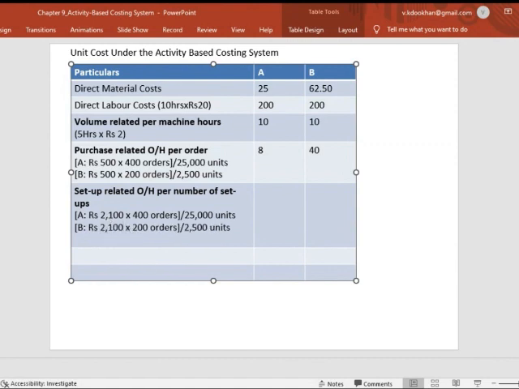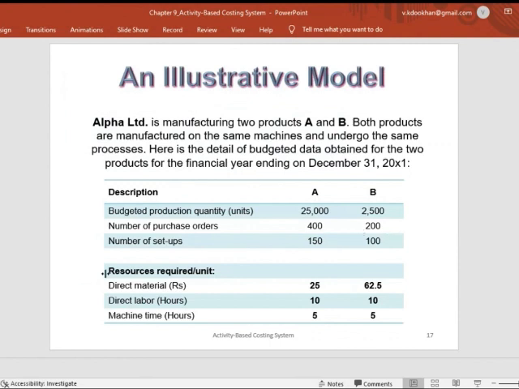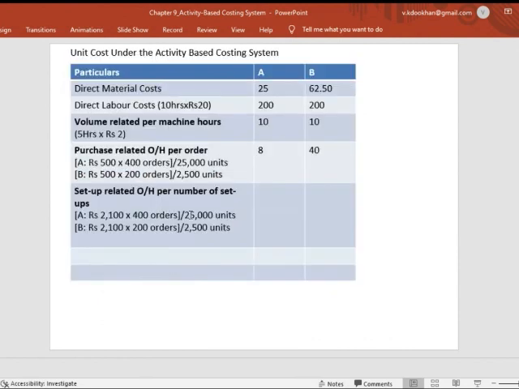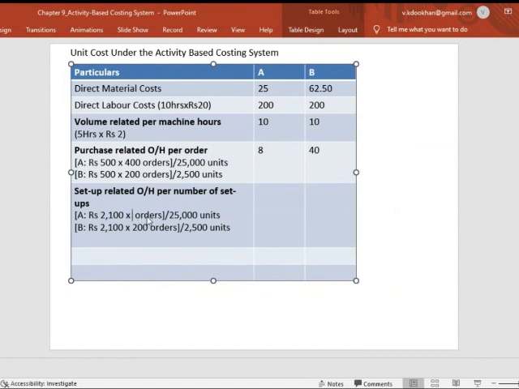Okay. Now we go back to the question. 150 et 100. C'est pas order, c'est set. Okay. Alors, in the same way, we have to divide it. Celui-là aussi, hein?